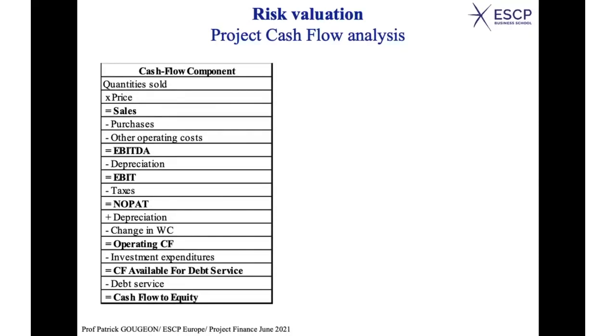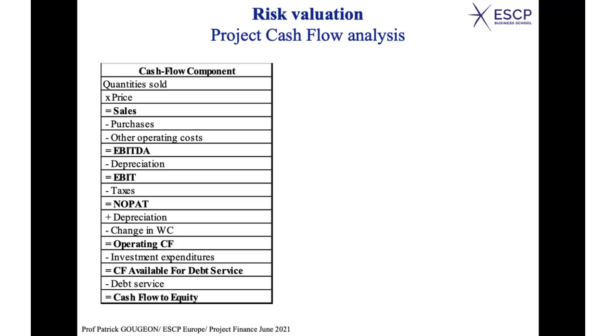So this is a simplified version, indeed, of a cash flow statement. And again, I'm assuming that you are familiar with this because you saw that in accounting and in corporate finance. So for the sake of simplicity, I just write that the sales correspond to quantities which are sold times the price. If it's a power plant, for instance, it would be the quantity of electricity times the price. That would give you the sales. Or for a refinery, it would be the quantity of refined product sold times the unit price. Then you have the sales.